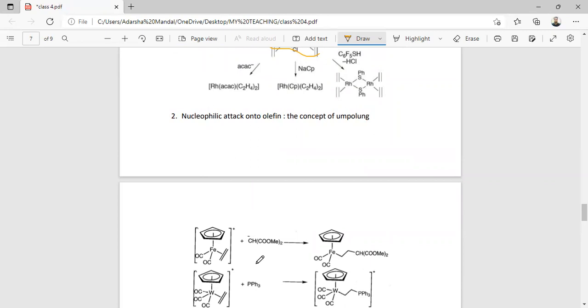So next is the nucleophilic attack onto the olefin. There is a concept here. A very interesting outcome of the bonding of an alkene to the metal is reflected in the reactivity of the alkene.